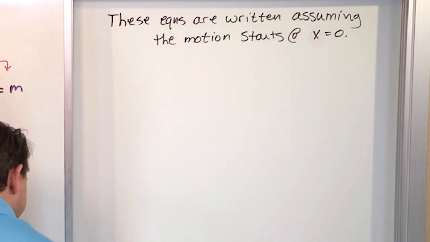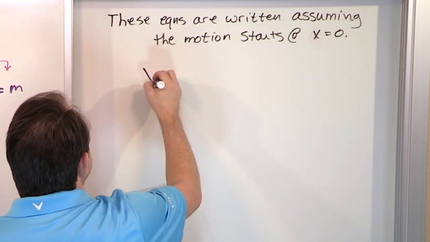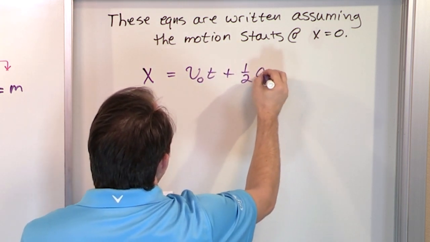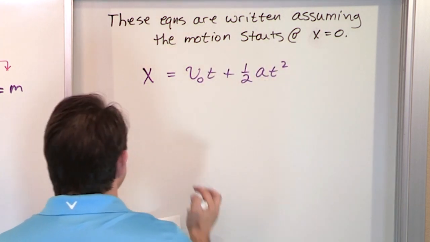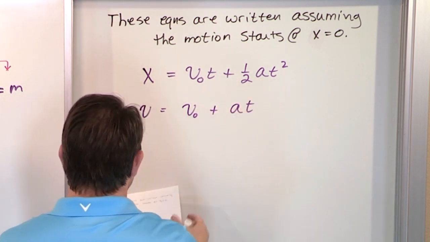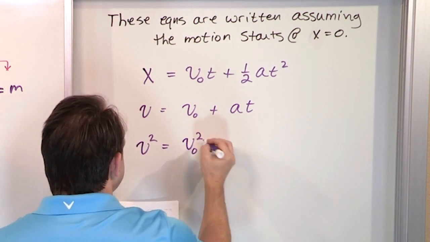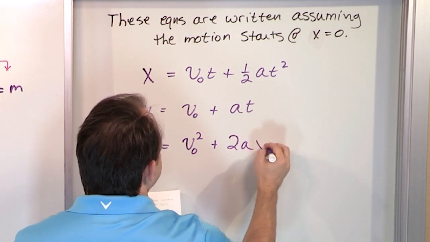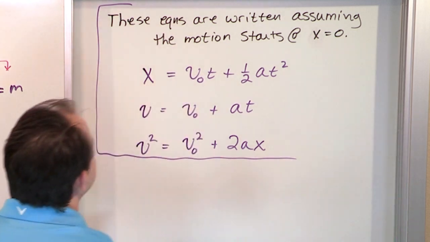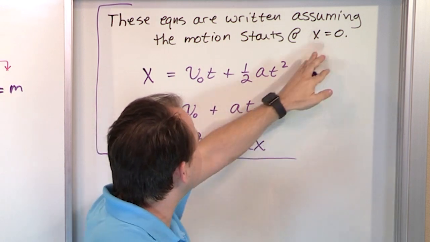But let me write the equations down, as some books will show you a slightly different form of them. I don't want you to be confused. So x is equal to v naught t plus 1/2 a t squared. That's the position equation. The velocity equation is v naught plus a times t. And then we have another velocity equation, which can be used if we don't have time in our problem: v squared equals v naught squared plus 2 times a times x. So these, I'm going to go ahead and just circle them, because you're going to use these pretty much all the time. But they already implicitly assume that the motion is starting at position 0.